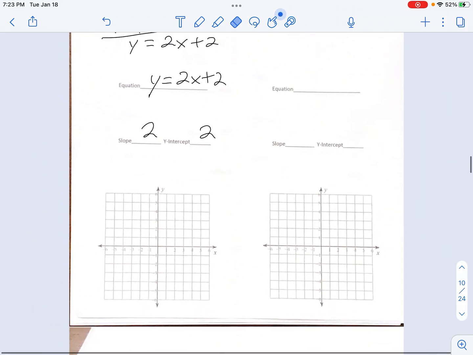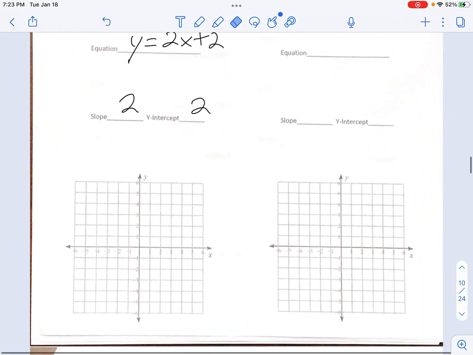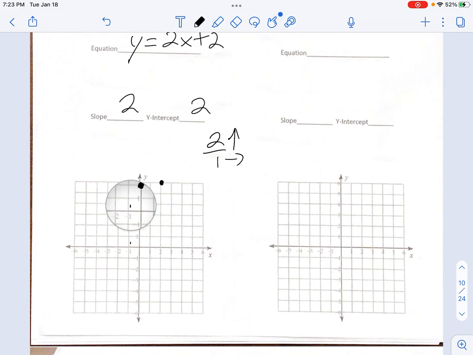Graphing. We've been graphing these, so it's the same way. Plot the y-intercept, which is 2. Use the slope, which is 2 over 1. So up 2, right 1, and then up 2, right 1. Like so, and then draw your line.